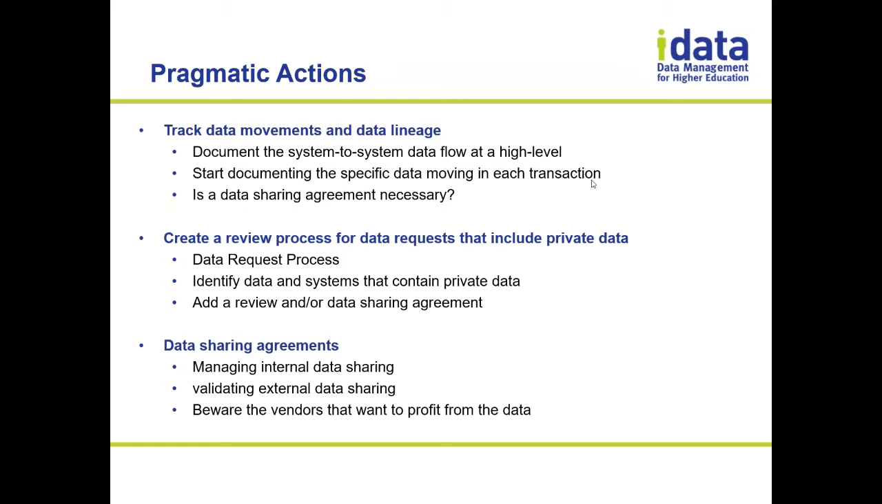The next practical step is to track the data movements and data lineage. So you want to start at the high level, system to system. Oh, we get information out of our CRM and it goes into our SIS, or we get information out of the ACT file that goes to our CRM, then goes to our SIS, and then goes here, and you just understand that at a high level. And then once you have that, you can try to figure out whether or not those systems have lawful basis or are appropriate.